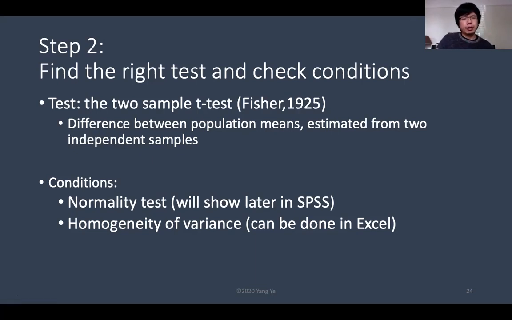And there are some conditions. First of all, you need to meet normality, and then you need homogeneity of the variance. I'm not going to go too much into the normality test. I'll show you later in SPSS, or perhaps in the next lecture, how to do that. But homogeneity of variance can be done in Excel, and it can be done in SPSS as well. And then we're assuming that we have independent samples, so that condition is also met.